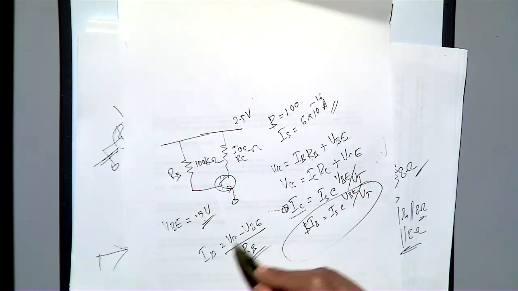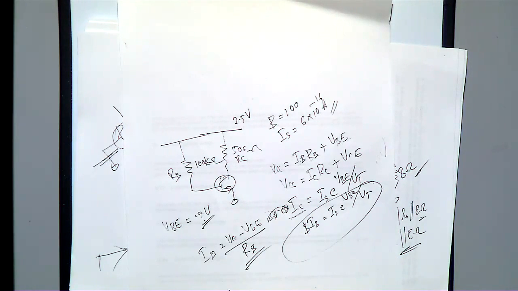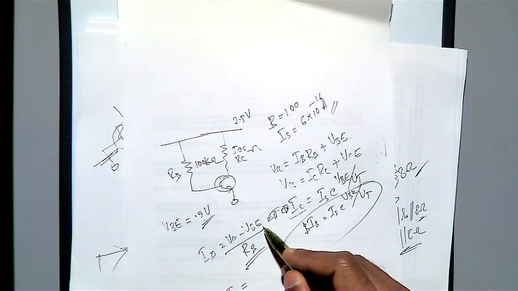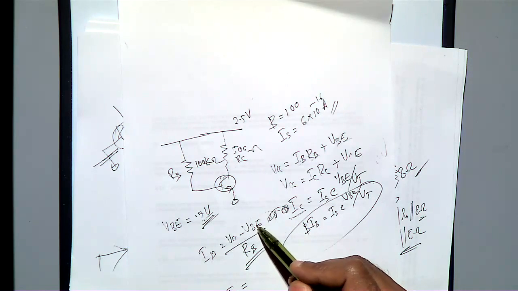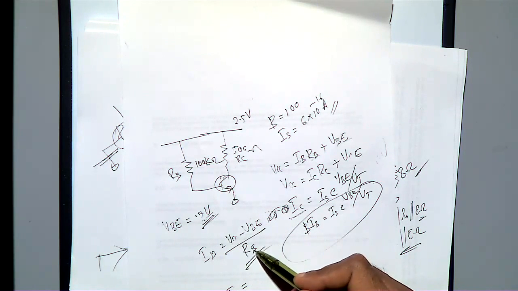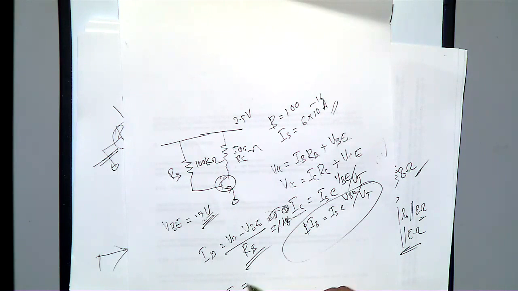And then if I multiply this by beta, I will get IC. So I can find out IB and then I will find out IC. So from here I will find out IB. So 0.7 is my assumption or guess value. I put 0.7 here, VCC is known, RB is known, then I am getting some value X microamps. Then I will find out IC, that is equal to beta times X microamps.